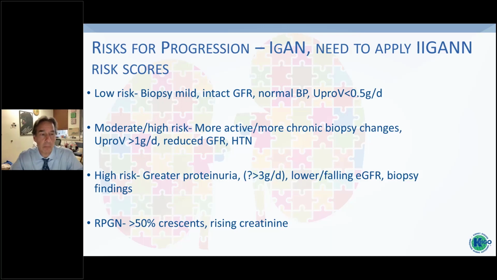Of course, I think we all get a little bit more anxious with even higher risk patients, those with greater levels of proteinuria, perhaps more than 3 grams per day, those whose GFR is falling under our care, and those with even more aggressive biopsy findings of more advanced fibrosis, of crescents, of more significant inflammation. And then finally, there are those patients who need other considerations, those with rapidly progressive glomerulonephritis, which we will not be discussing today, with more than 50% crescents and relatively rapidly rising creatinine. So you've got to think about your patients, what their risk for progression is, as you start considering treatment for IgA nephropathy.